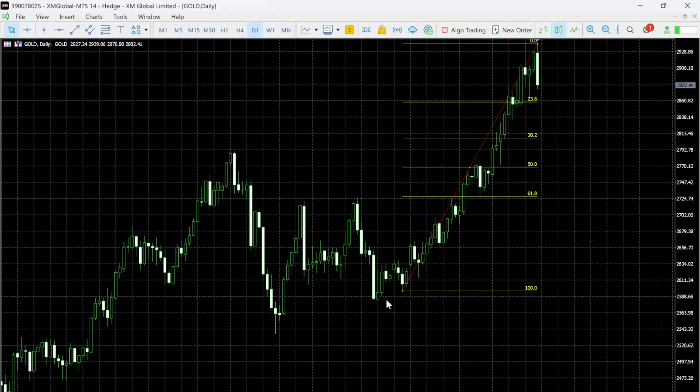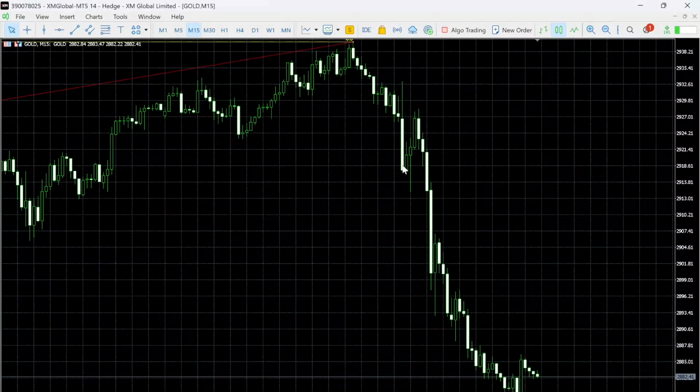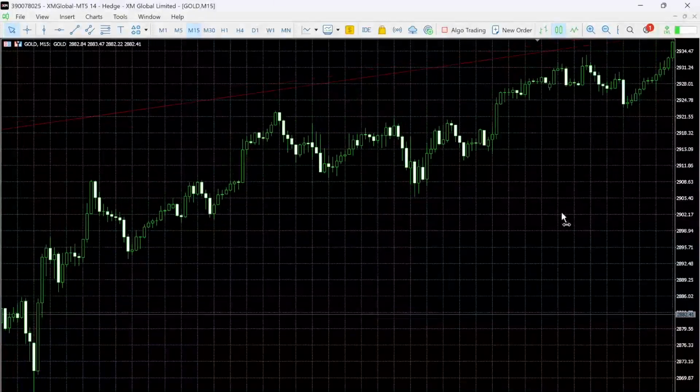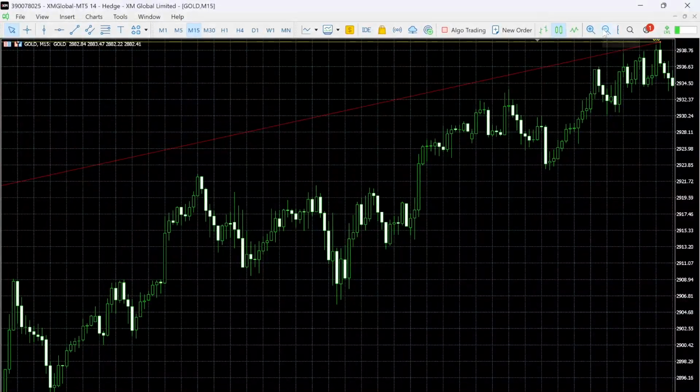So after drawing those, we determine the trend. Gold is in a bullish trend. They are buying gold. So we go to the 15 minutes time frame. When we go to the 15 minutes time frame, gold is instead selling. But we are determining our trend according to the daily time frame. So let's look for buys somewhere here.